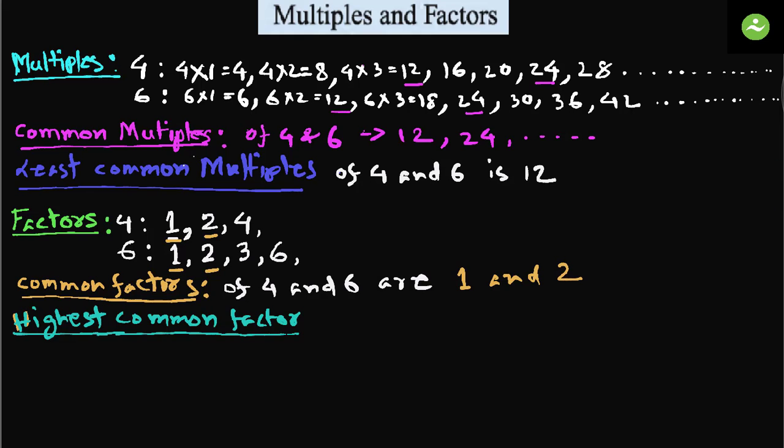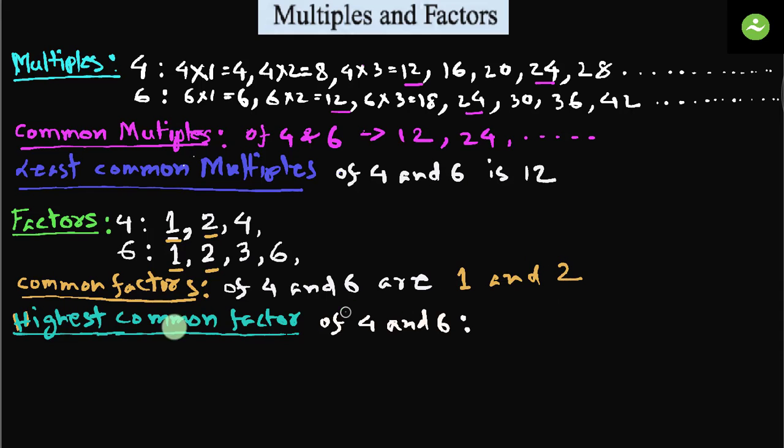Highest common factor of 4 and 6. There were two common factors. One is 1, the other is 2. So which is the highest common factor among these two? Definitely it is 2. 2 is larger than 1. So this is the highest or largest common factor.